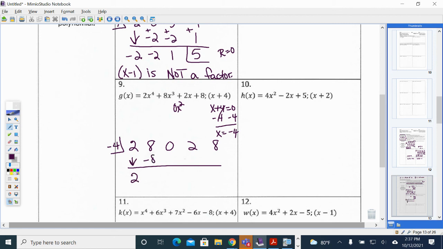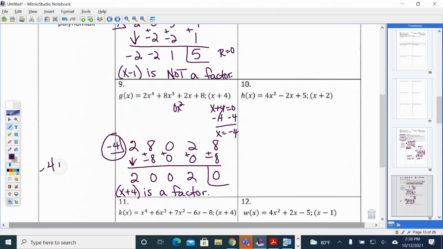Negative 4 times 2 is negative 8. 8 plus negative 8 is 0. Negative 4 times 0 is 0, plus 0 is 0, times 0 is 0, plus 2 is 2. Negative 4 times 2 is negative 8. 8 plus negative 8 is 0. So the remainder is 0 here, meaning the x plus 4 divided evenly. So what that means is that x plus 4 is a factor. What that also means is that negative 4 is a solution to the polynomial. But we'll talk more about that later.